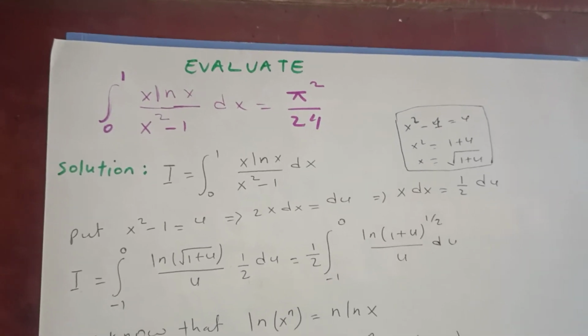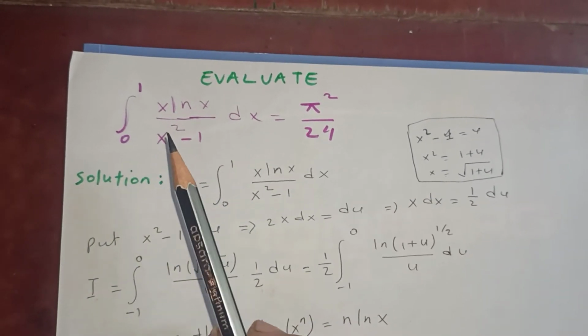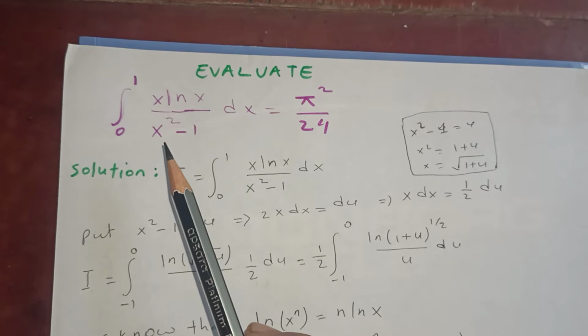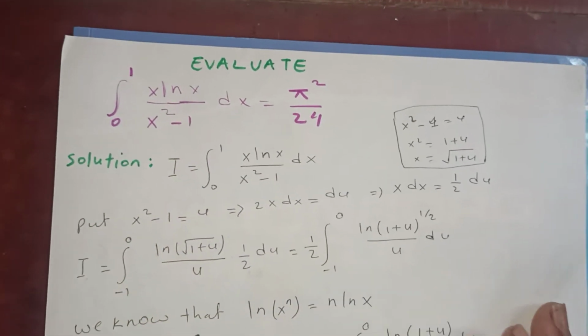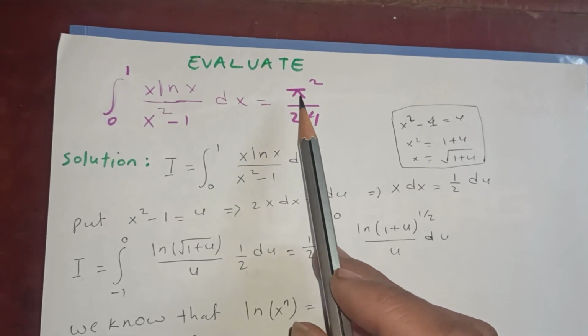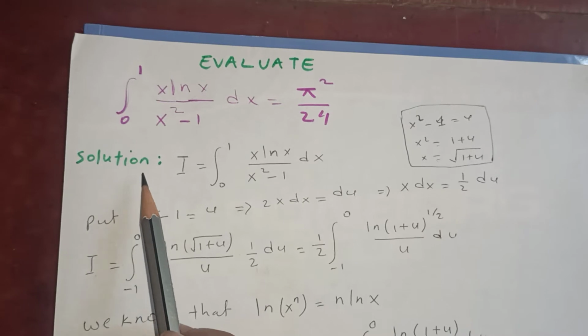Let's evaluate this class of logarithmic integral. The integral from 0 to 1 of x log x upon x squared minus 1 dx, where this log x is the natural log, which is equal to, let's try to prove that, pi squared over 24. Now let's give our solution.